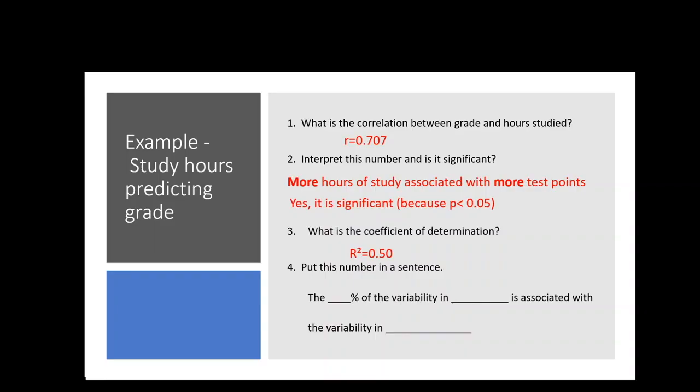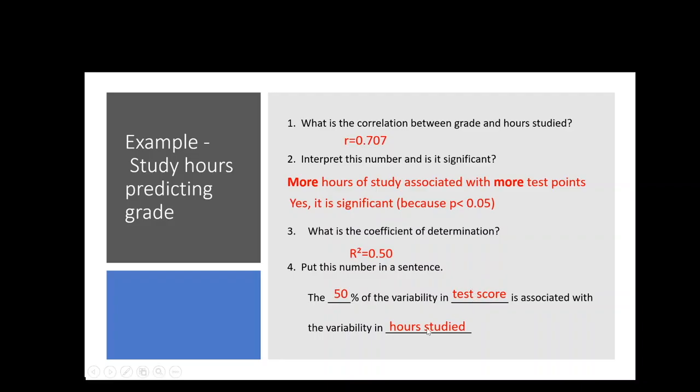So now I want to plug that into this sentence. Remember, the key piece is remembering what to put where. We are always desiring to explain the outcome variable. That's our goal. So that's why we're going to put it first in the sentence. So our sentence is going to be 50% of the variability in test score is associated with the variability in hours studied. So it's our y variable here and our x variable at the end.